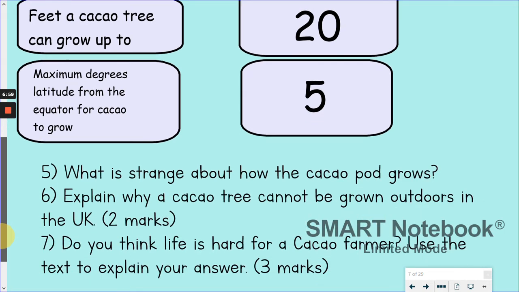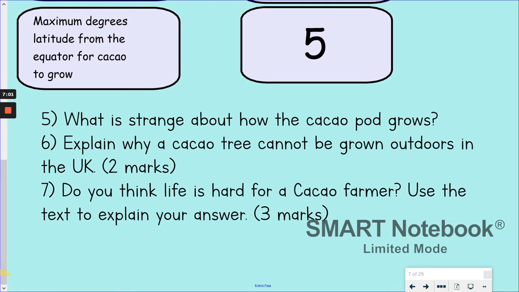Question 5. What's strange about how the cacao pod grows? Question 6. Explain why a cacao tree cannot be grown outdoors in the UK. It's a 2-mark question, so you'll need to make 2 clear points in your explanation of why a cacao tree cannot be grown outdoors in the UK.